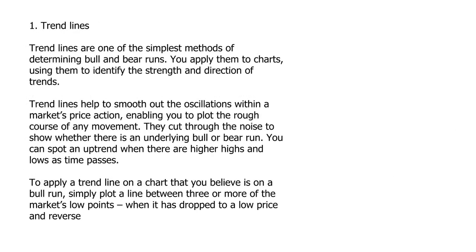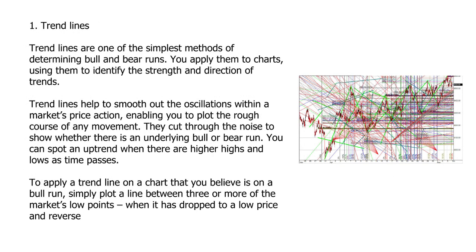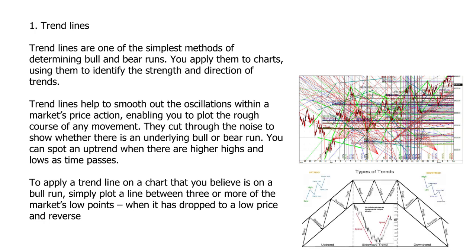1. Trend lines. Trend lines are one of the simplest methods of defining bull and bear runs. You apply them to charts, using them to identify the strength and direction of trends. Trend lines help to smooth out the oscillations within a market's price action, enabling you to plot the rough course of any movement. They cut through the noise to show whether there is an underlying bull or bear run.